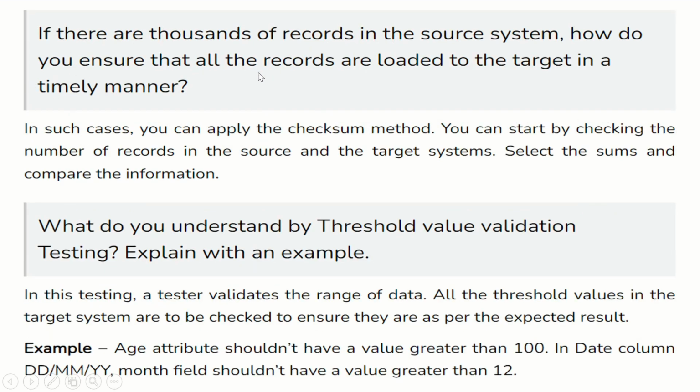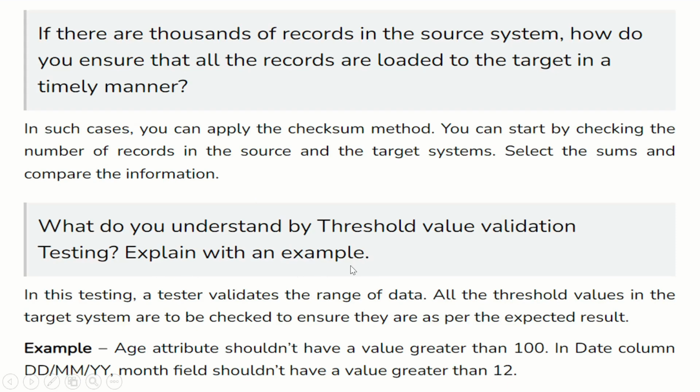If there are thousands of records in the source system, how do you ensure that all the records are loaded into the target in a timely manner? In such cases, you can apply the checksum method. That is, you can start by checking the number of records in source and in the target systems. Select the sums and compare the information. What do you understand by threshold value validation testing?